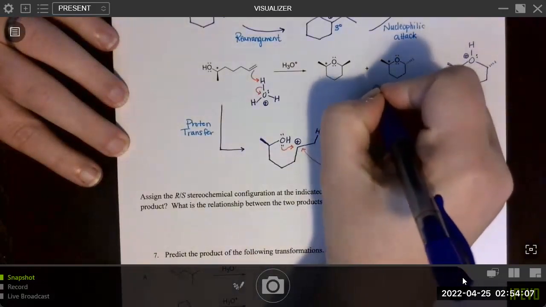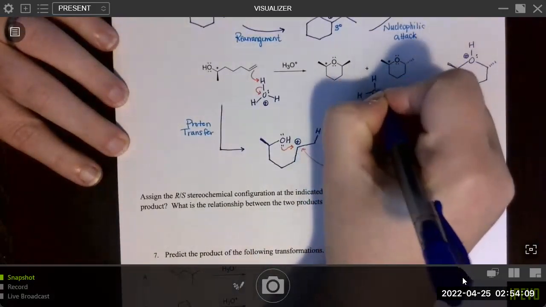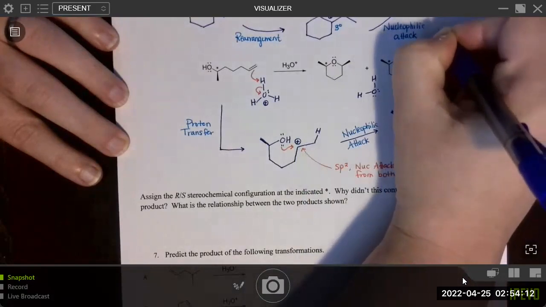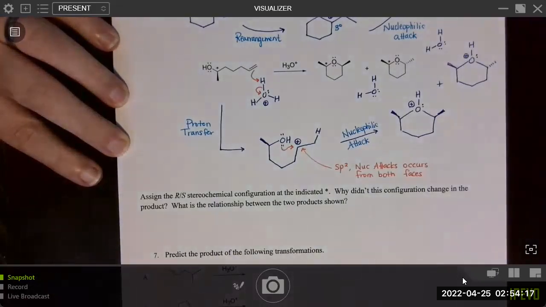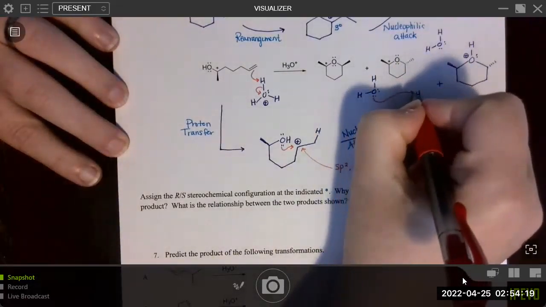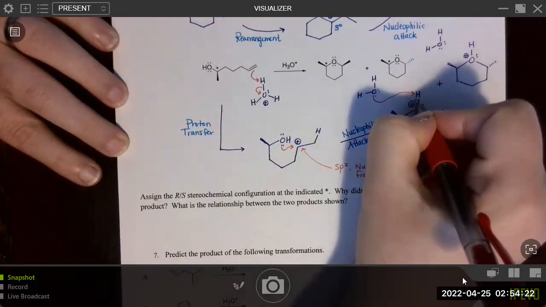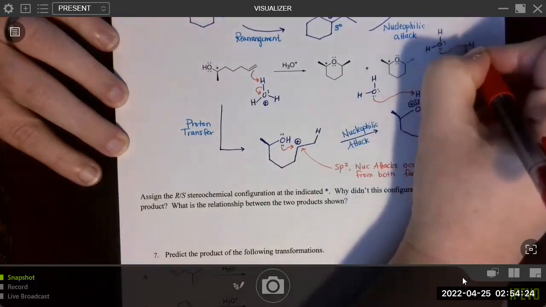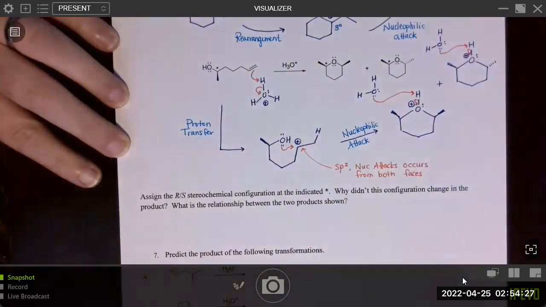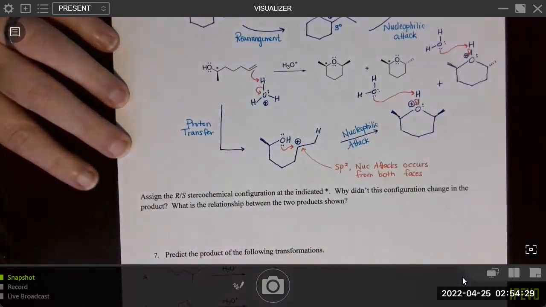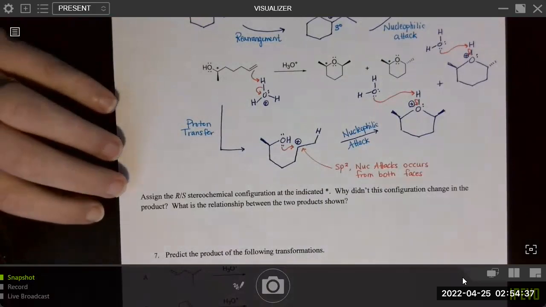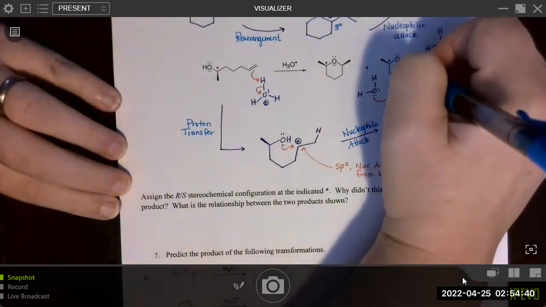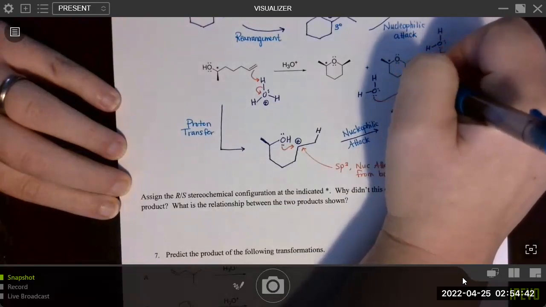So we just want to draw in water to show that final proton transfer. And that leads to the two products, plus some hydronium ion, which is just a byproduct that we don't really need to draw in. However, I will label this final proton transfer step.